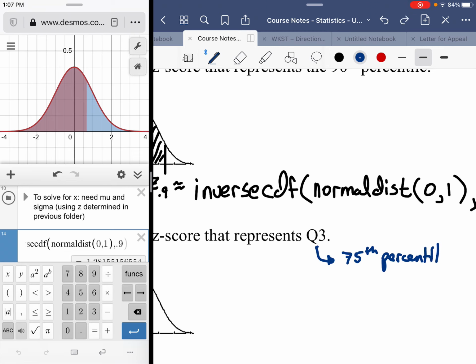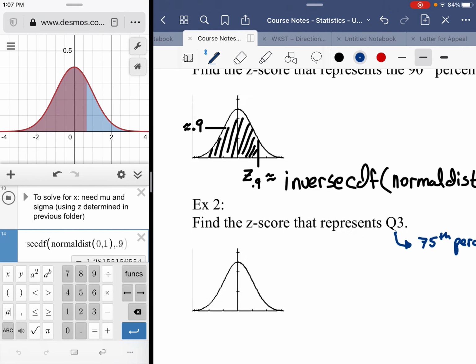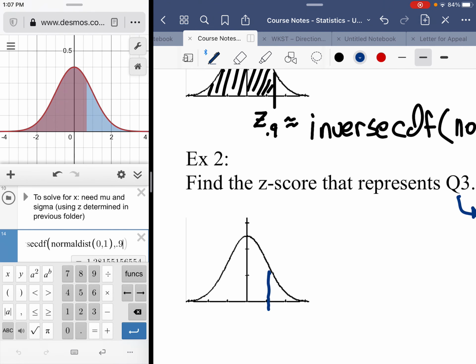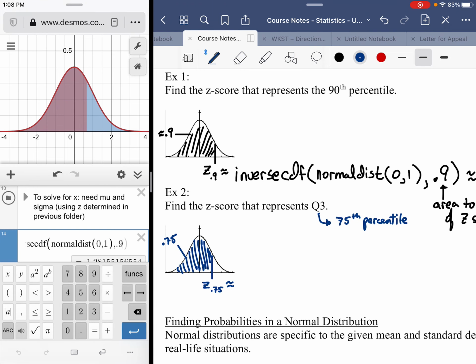Oops, that's poor quality. Let me get rid of that. That's a z-score having 75% of the area to its left. I'm still getting a little funky with my arrows here. That was looking pretty bad. So 75. So the z-score corresponding with that 75, it's going to be the same computation that we just did, just with a 0.75 instead of a 0.9.